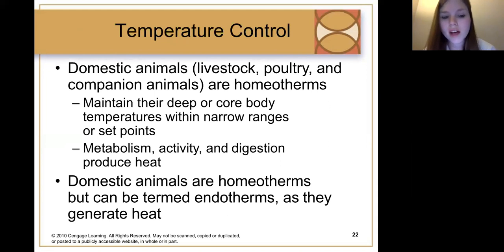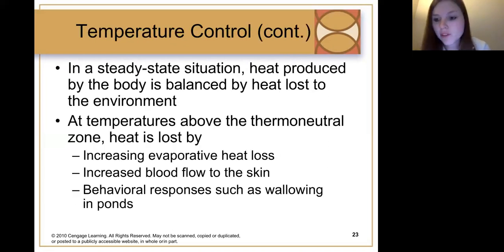So domestic animals are homeotherms, and so they want to maintain their body temperature. There are a lot of different things that they can do to maintain this. For example, at temperatures that are above their thermal neutral zone, the animal has to lose heat because their bodies can't get too hot. There are a couple of different things that they can do to lose heat.